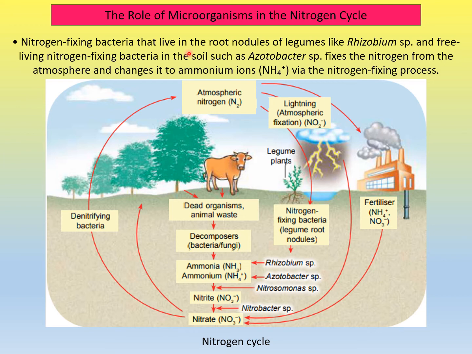Nitrogen-fixing bacteria that live in the root nodules of legumes, like Rhizobium, and freely living nitrogen-fixing bacteria in the soil, such as Azotobacter, fix the nitrogen from the atmosphere and change it into ammonium ions via the nitrogen-fixing process. So this is Rhizobium that lives in the root nodules of legumes, and this is Azotobacter that lives in the soil. So these two bacteria convert nitrogen to ammonium ions, and this process is known as the nitrogen-fixing process.